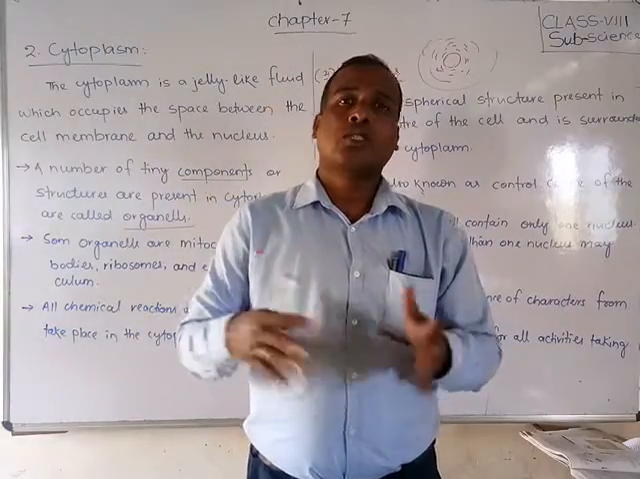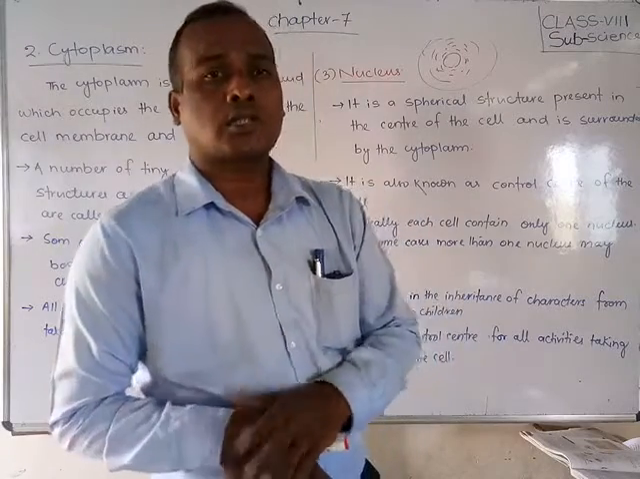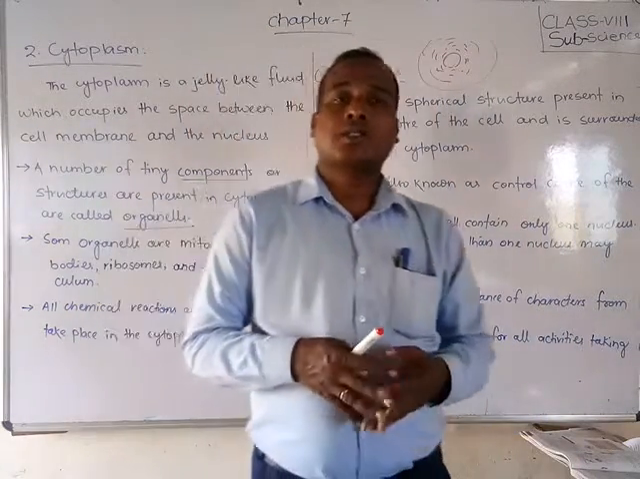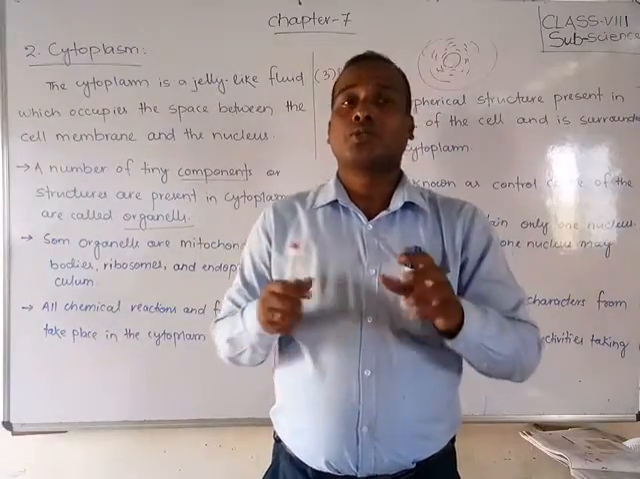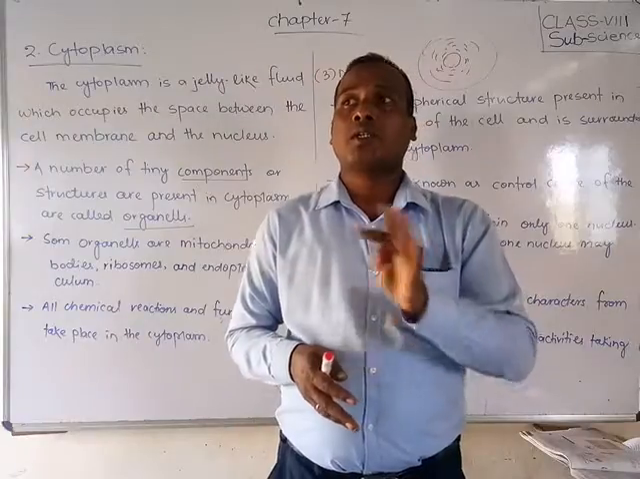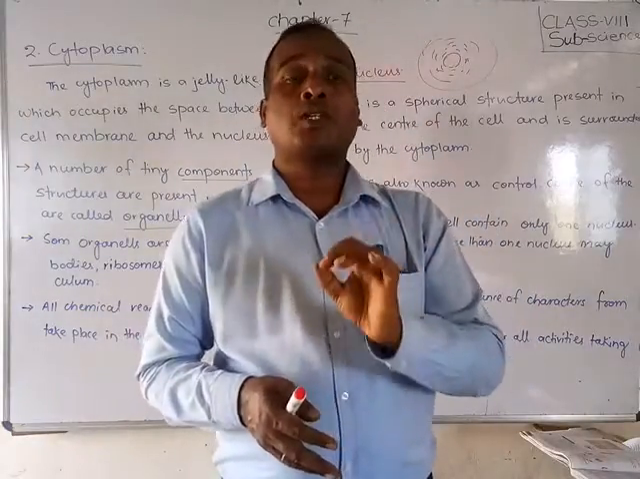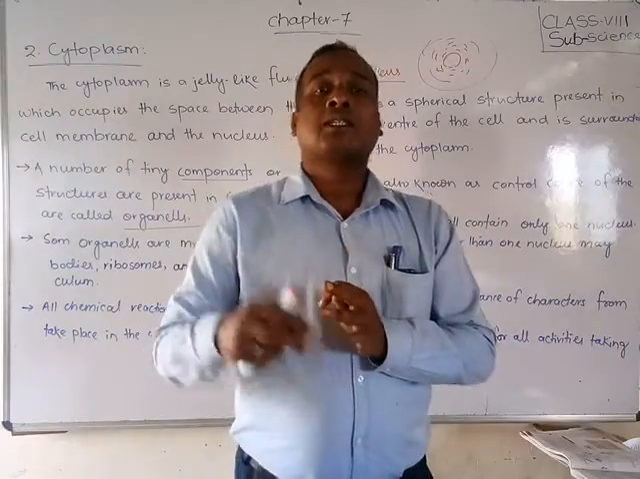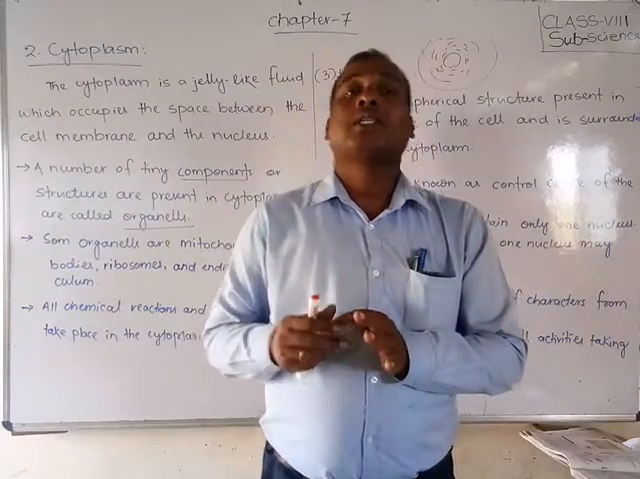Okay students, we have already discussed the cell membrane. Next we discussed the cytoplasm. Third we discussed the nucleus. So students, remember this very carefully: there are three main components of the cell. One is the cell membrane, second is the cytoplasm, third is the nucleus.